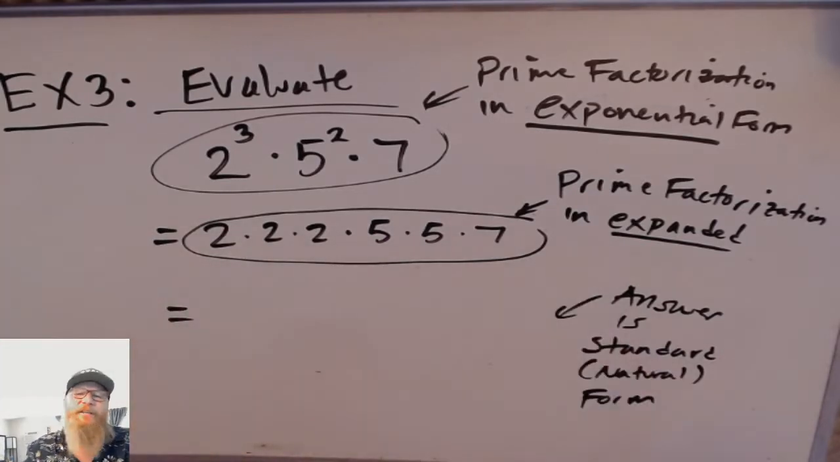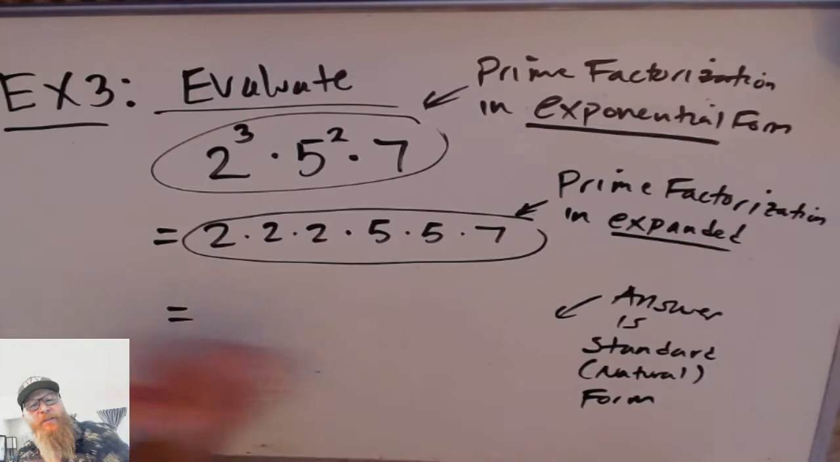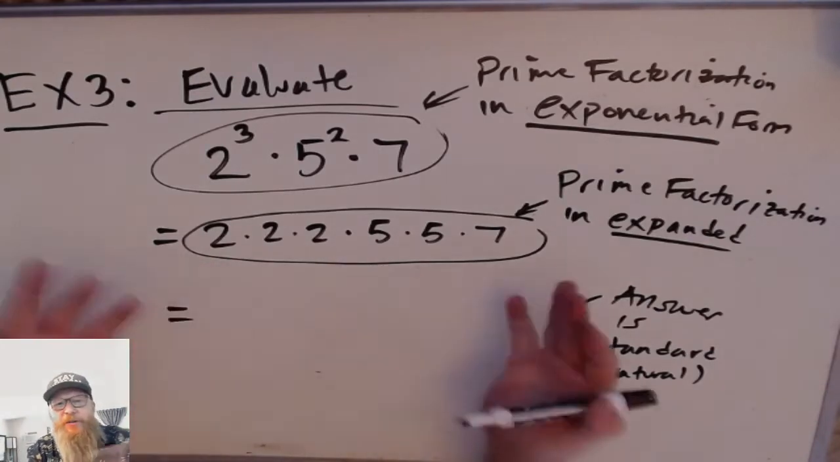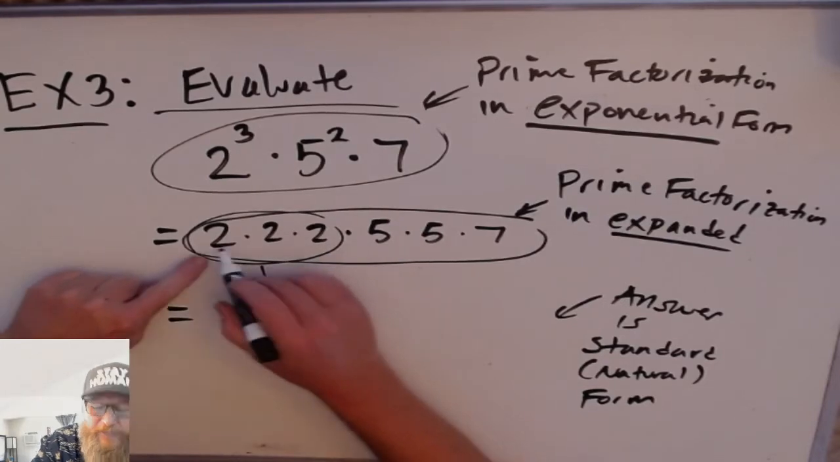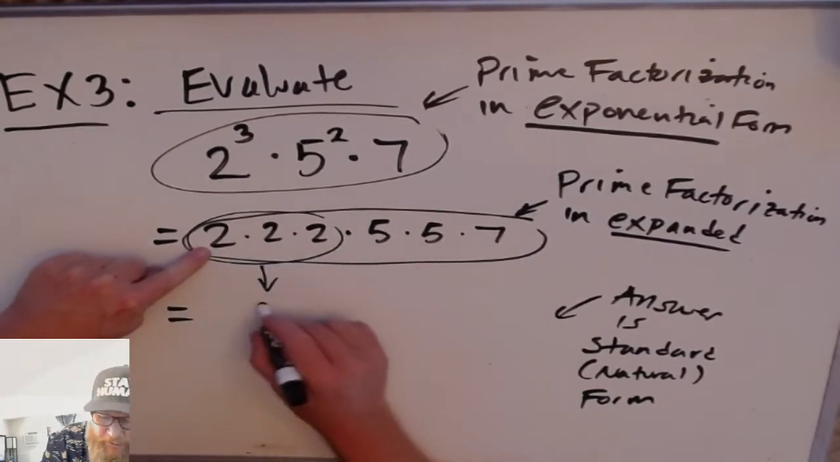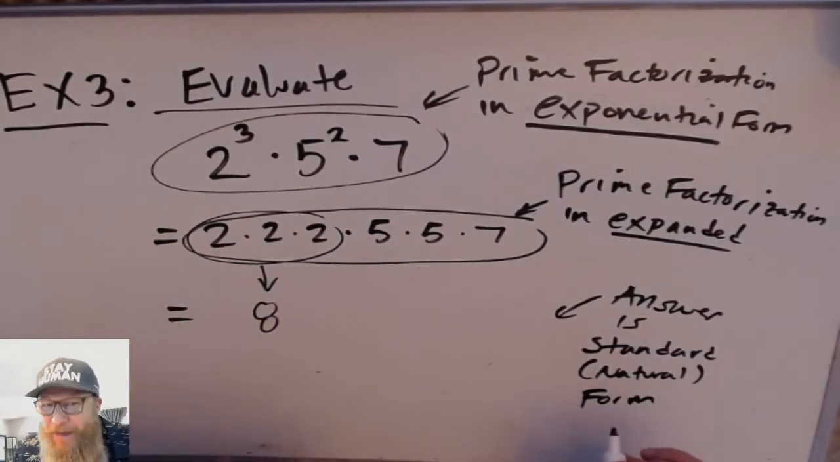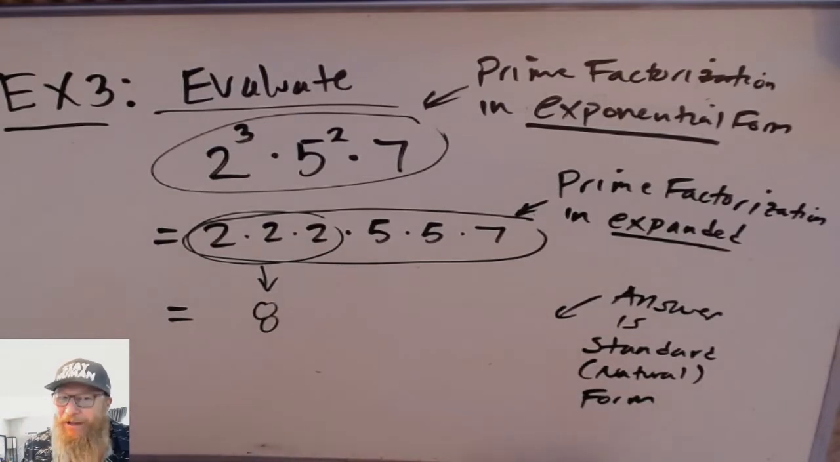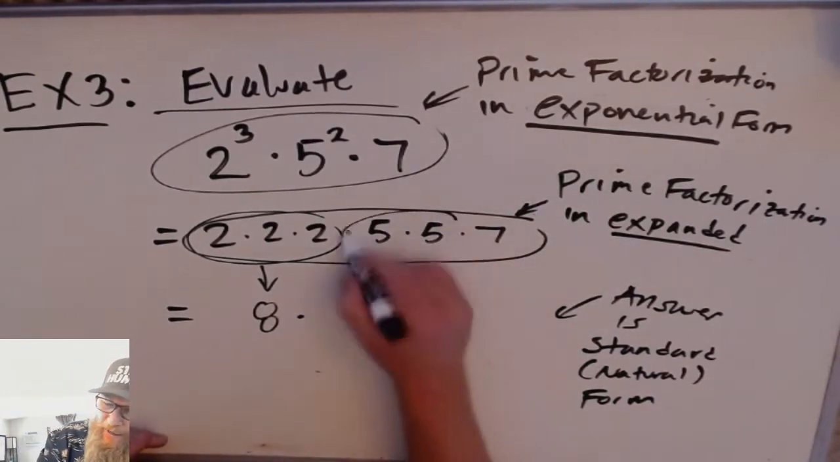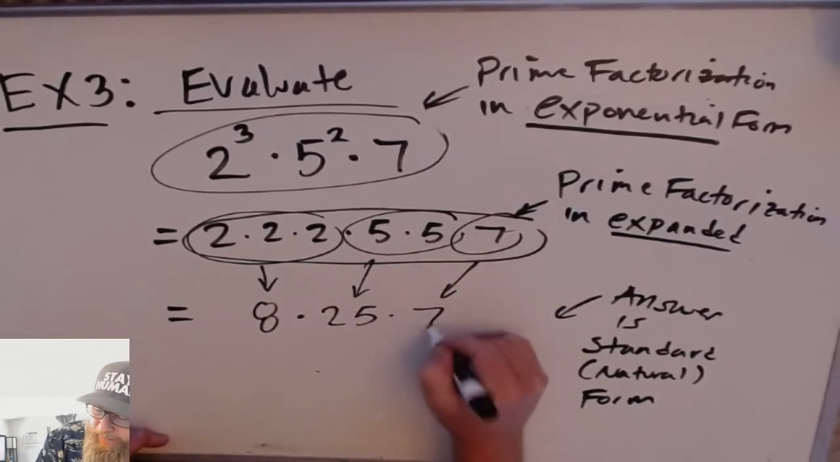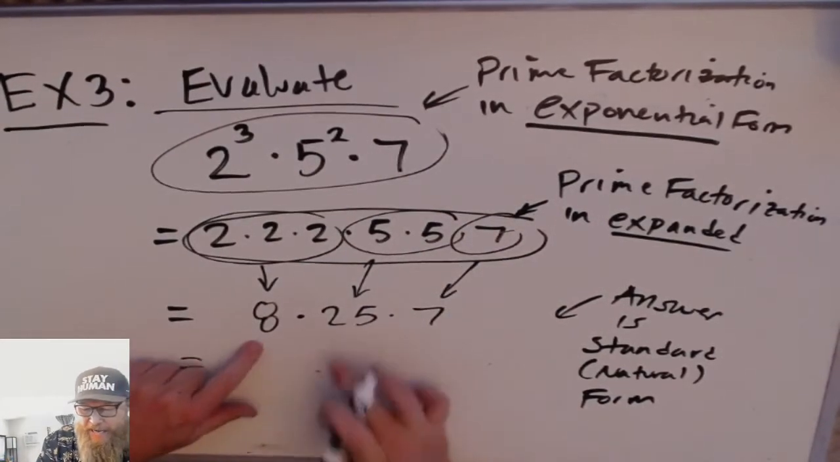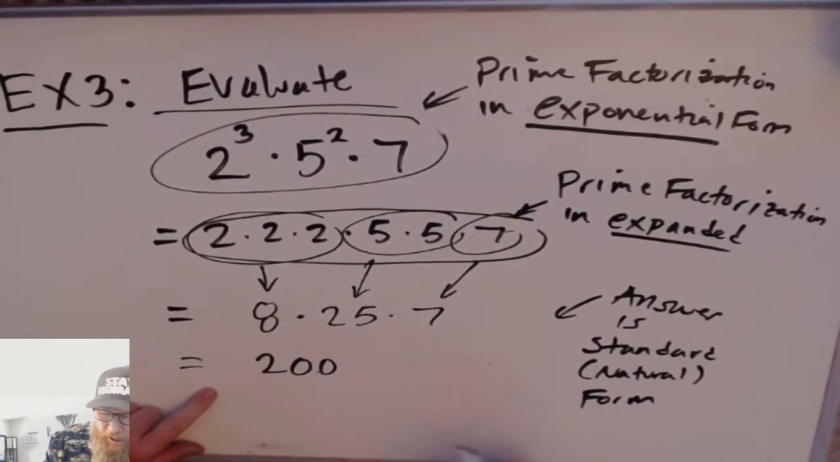So you can do this any way you like. You can go right to left. You can go left to right. You can group them in pairs. You can group them in trios. You can do whatever you like. I'll do a trio because I memorized 2 times 2 times 2 is 8. I would just memorize that. That's going to happen a lot in this class, so you might as well memorize it. 5 times 5 is 25, and then the 7 is just going to be the last thing we do. 8 times 25 is 200.